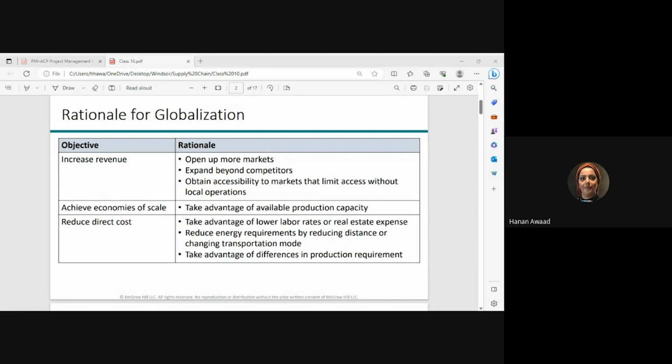And also because of the competition, we want to expand beyond the competitors, so the companies can get other competitive advantages by entering markets where other competitors don't have a strong presence. And also sometimes there are restricted materials, restricted resources in other countries. You will not be able to have access to these resources unless you have a global supply chain, unless you have representation in this market. That's why, for example, China now has companies all over the world.